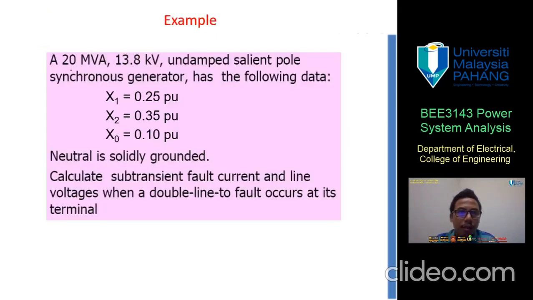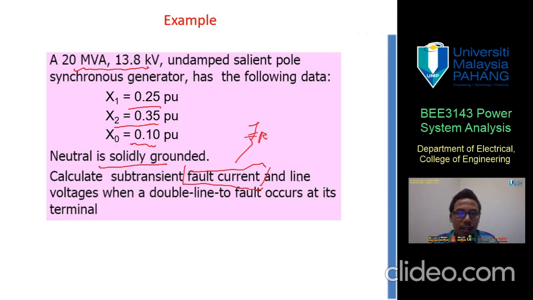Let's say we have a 20 MVA, 13.8 kV unloaded salient pole synchronous generator with a positive sequence impedance of 0.25, a negative sequence impedance of 0.35, and a zero sequence impedance of 0.1. The neutral is solidly grounded. Calculate the subtransient fault current. The fault current is IF. This is the thing that we're going to solve first.